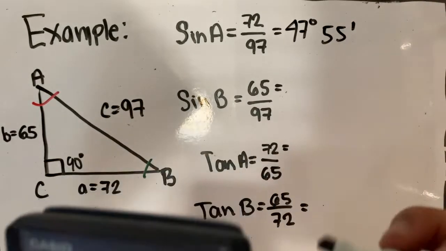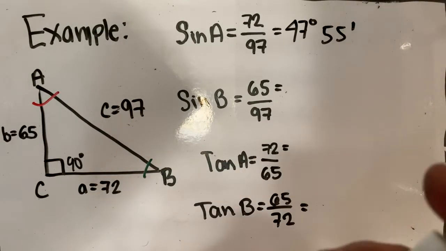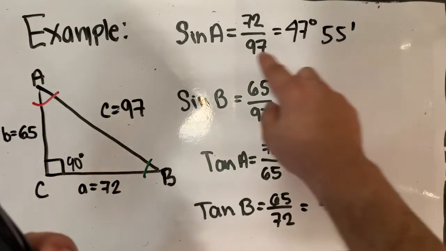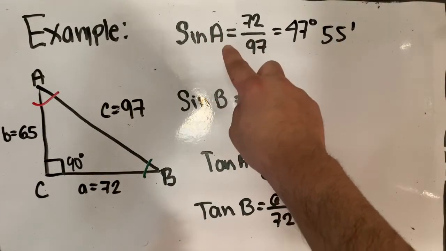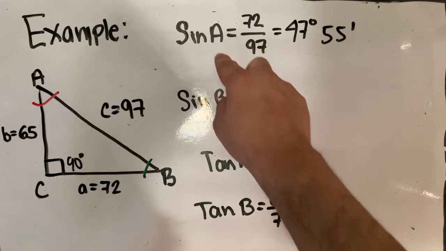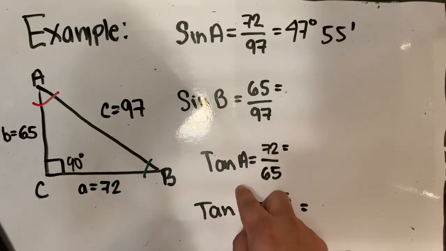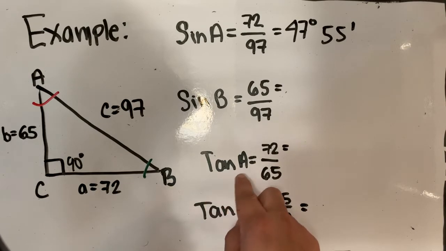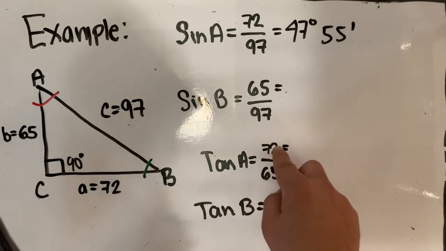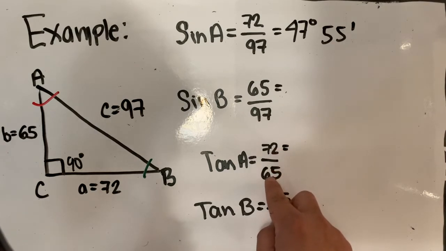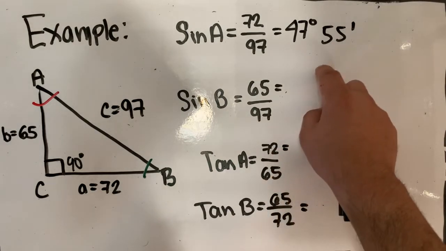Okay? How do I know that this is right? I can use another function for the angle A. In this case, I'm going to use the tangent. The tangent is equal to opposite over adjacent. The opposite is 72 over the adjacent is 65. And it has to be the same result.